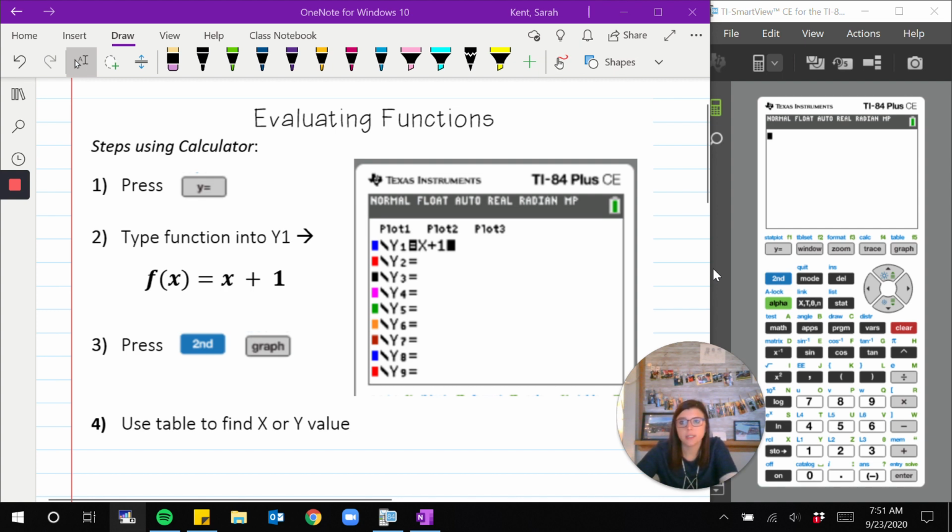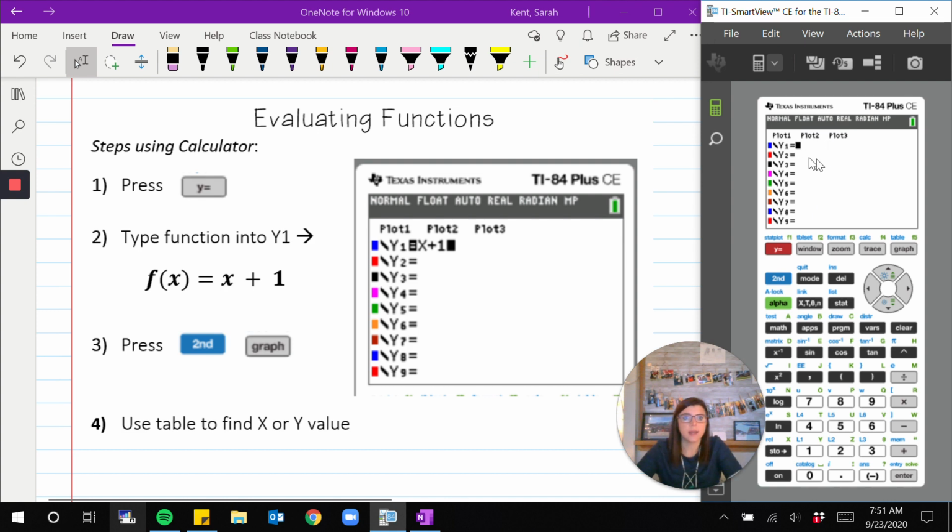So first step, we'll press y equals. So y equals is up at the top. So I will click y equals. And now I have all of these places where I can put equations.